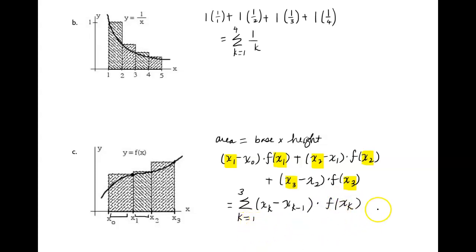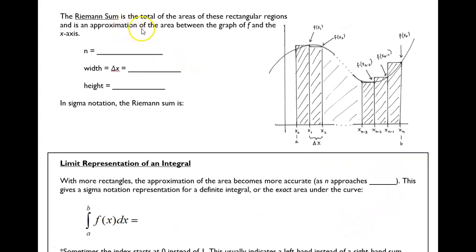So that idea is going to help us generalize for a Riemann sum that has more than just 3 rectangles. What if we had infinitely many rectangles, or some number of rectangles? What would that look like? So remember that the Riemann sum is the total of the areas of these rectangular regions and is an approximation of the area between the graph of f and the x-axis. A reminder that n is our number of rectangles. To find our width, delta x, we do b minus a over n. And our height will be our function at some x value, x sub i.